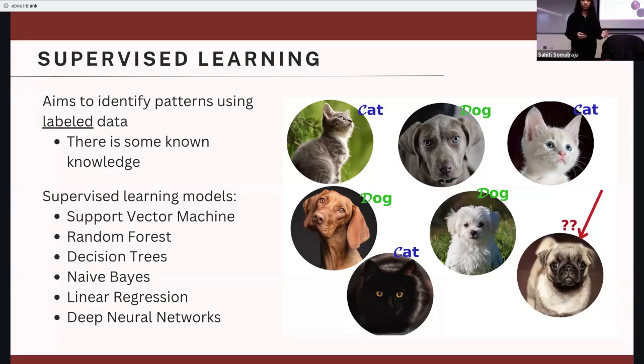Some supervised learning models are support vector machine, random forest, decision trees, naive Bayes, linear regression, and deep neural networks. I'm not going to be going into how these algorithms work, but if you guys are interested, there's plenty of resources online to go through them.